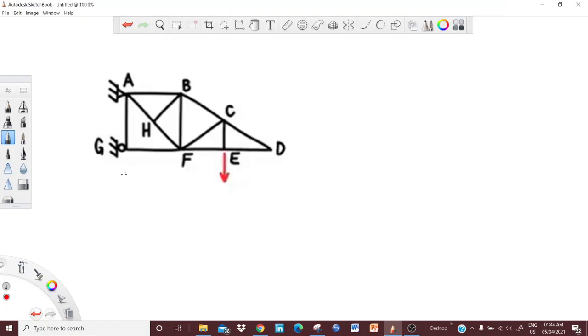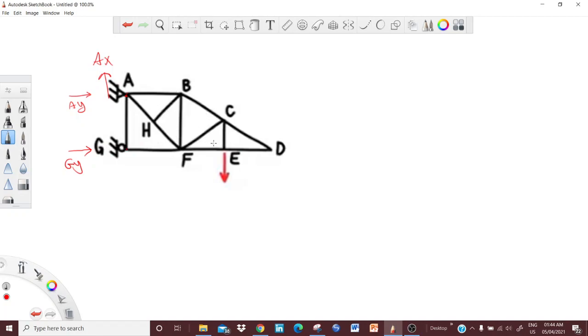Let's start with this question. In this question, we will try to find the zero force members. At G we have GY, and at A we have AY and AX, at joint A and joint G. Let's start to find the zero force members.